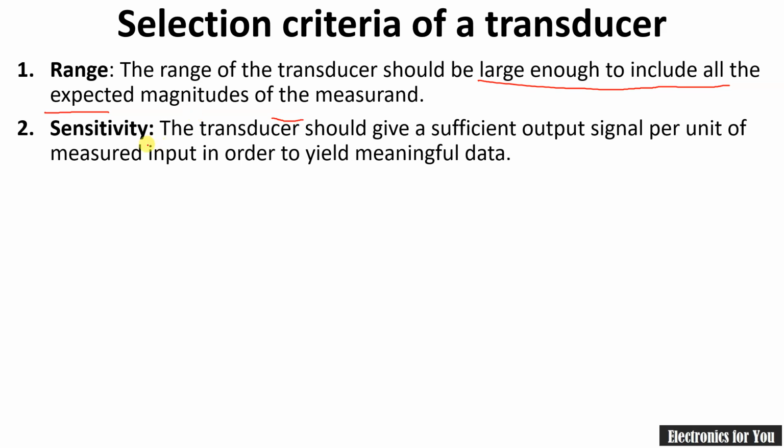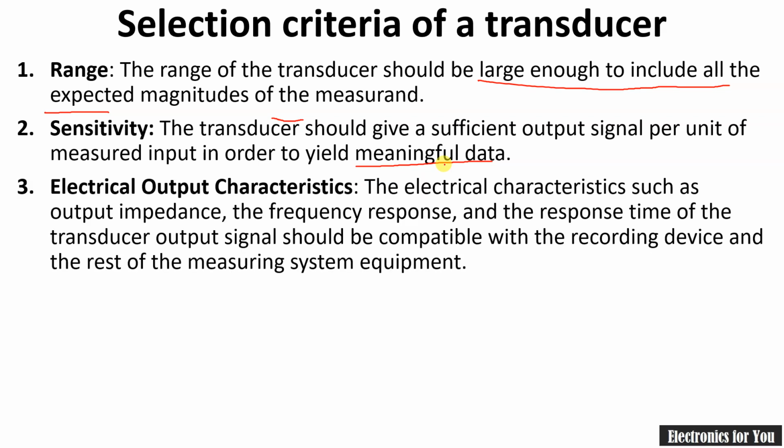Further, the next criterion is sensitivity. The transducer should give a sufficient output signal per unit measurand input in order to yield meaningful data. So we know that sensitivity is the change in output when there is a change in input. So the transducer should give a sufficient output signal for that change, that is sensitivity.